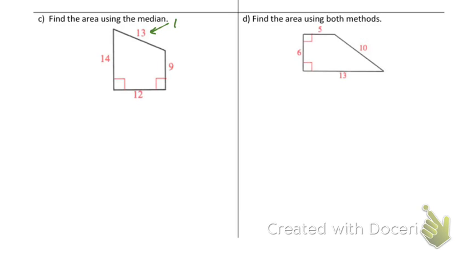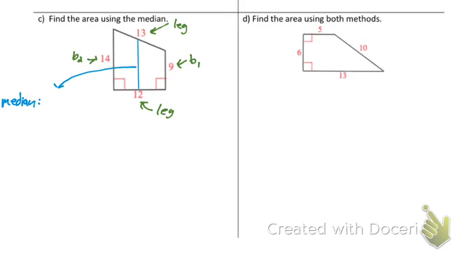So since 13 is a leg, that means 12 also has to be a leg, which means 9 can be a base, call it base 1, and 14 would be my base 2. That means my median would be the line that runs smack dab vertically. So that right there is my median. That's our median. And it says find the area using the median.